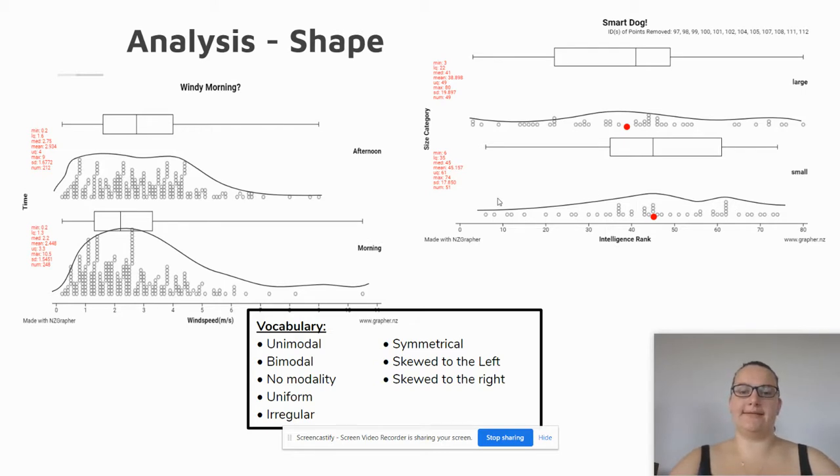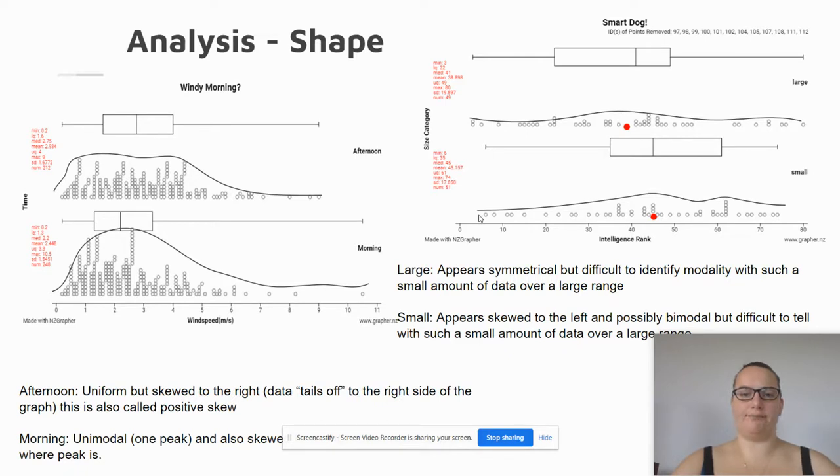We can also discuss our data in terms of symmetrical, or it could be skewed to the left or skewed to the right. Skew is literally talking about where the data tails off to. So you see the tail of this, it means the data is being pulled up to the right-hand side, and here the data is also being pulled up to the right-hand side. This one here, the data is actually being pulled down to the left-hand side.